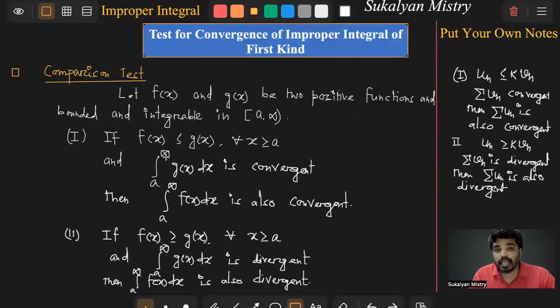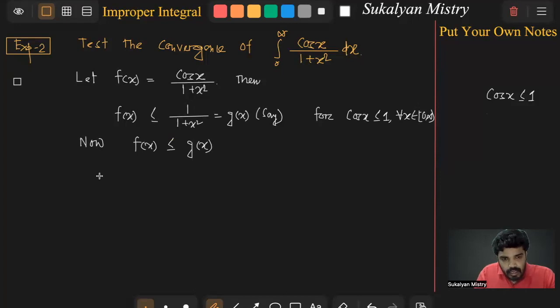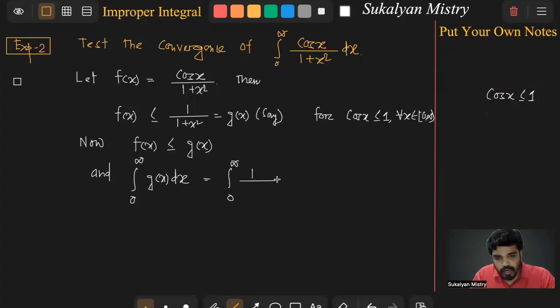Now if integration a to infinity g(x) dx is convergent, then we conclude that integration a to infinity f(x) dx is also convergent. Here a is 0, so we will calculate 0 to infinity g(x) dx; if it converges, then we say 0 to infinity f(x) is also convergent. What is g(x)? g(x) is 1 by 1 plus x squared dx.